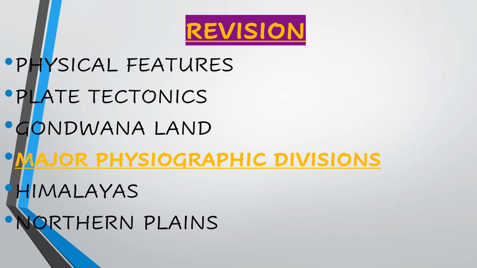Yes, and in the northern plains, the soil is very fertile and very useful for agriculture, and it is perennial. The rivers of the Himalayas are perennial, 365 days. So all these sections we did learn in our earlier lessons. Today we are going to cover the other 4 major physiographic divisions. Let us go ahead.